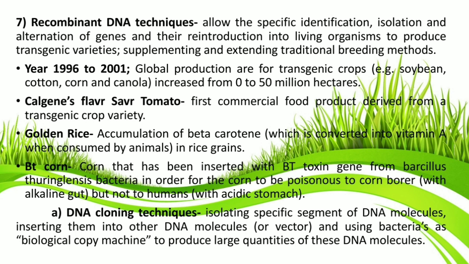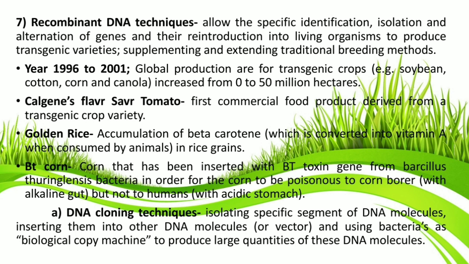So, Calgene's Flavr Savr tomato, the first commercial food product derived from a transgenic crop variety. Golden rice, accumulation of beta carotene, which is converted into vitamin A when consumed by animals, in the rice grains.